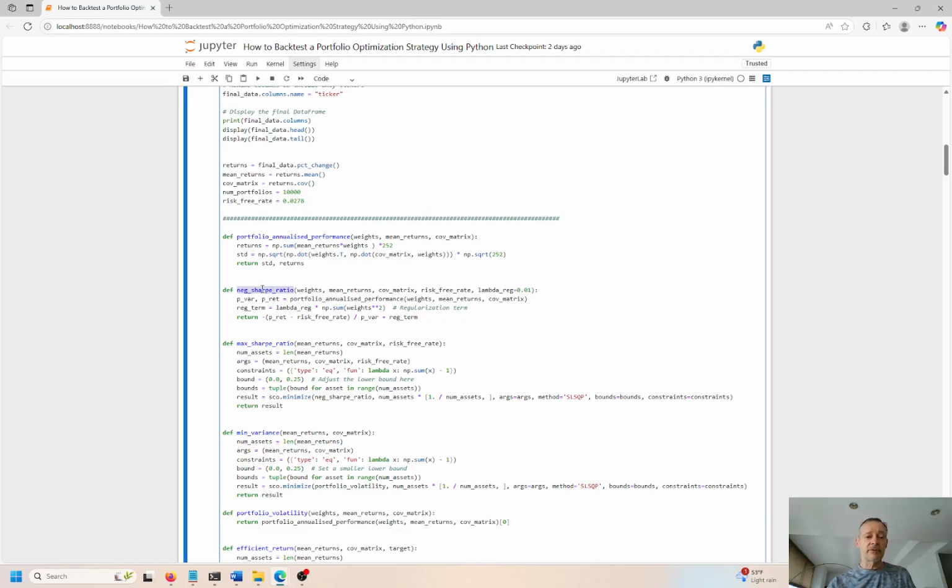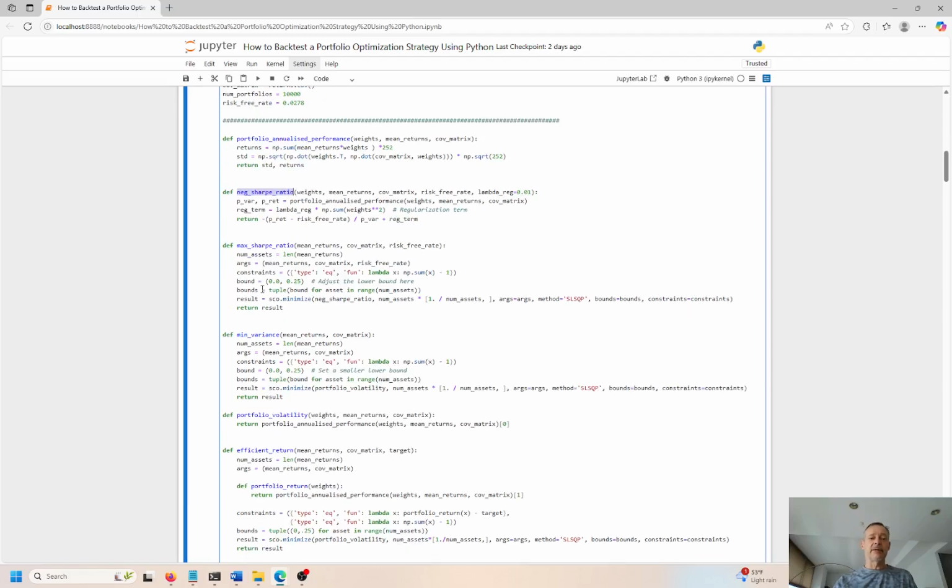So here's another user-defined function that we're going to lean on. We have the weights of each stock. I'm looking for the mean returns, the covariance matrix again, the risk-free rate, and then the lambda, which is a magic function in the Python world, right? Looking at the maximum Sharpe ratio. So again, we can maximize the Sharpe ratio.